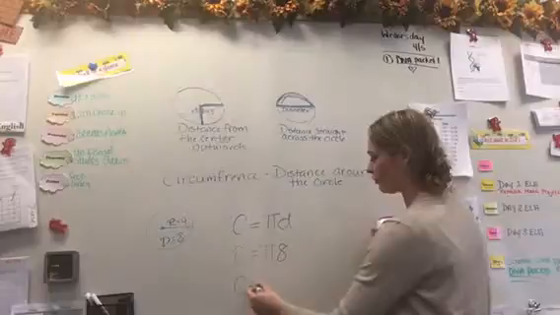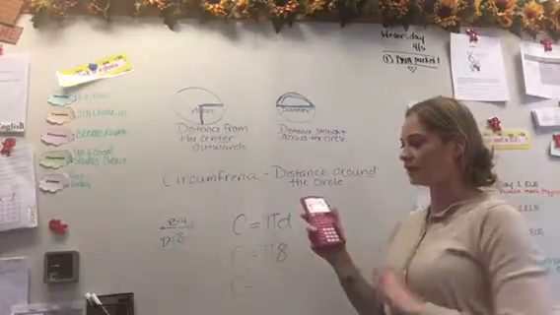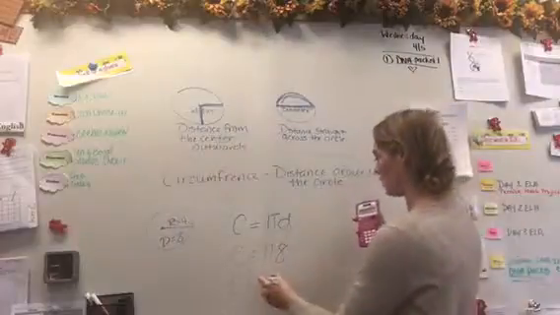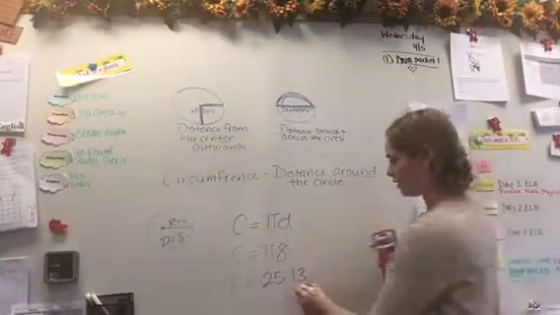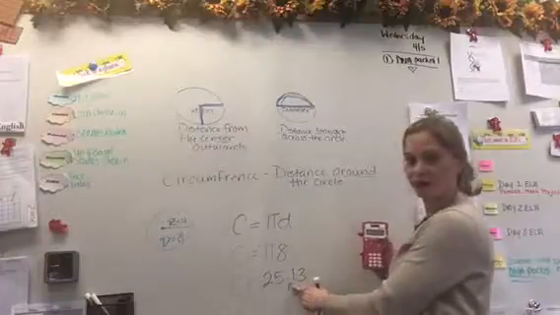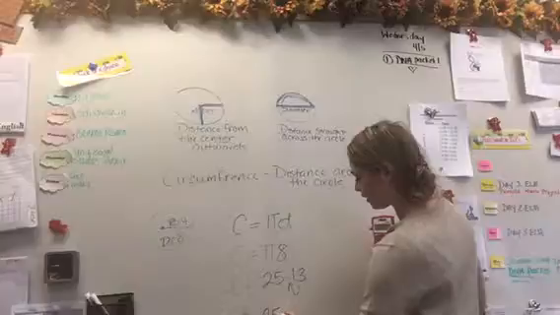If I rewrite my formula and use my calculator to multiply pi times 8, I get the answer of 25.13. And since we're rounding to the nearest tenths place, I know I'm not changing that 1. So my final answer is C equals 25.1.